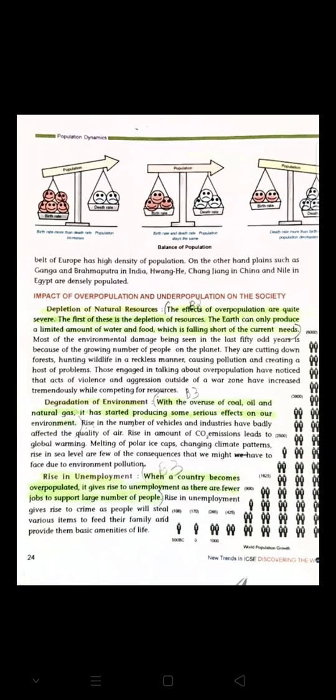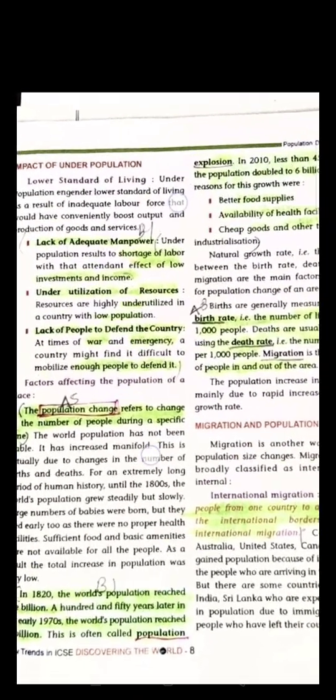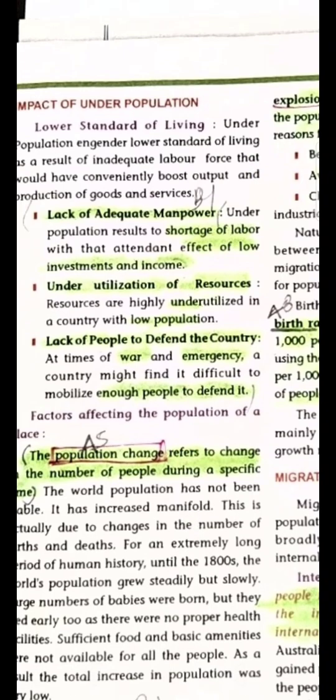And our next question is, state the impact of underpopulation. And for that we come to page number 25, and there are 3 impacts of underpopulation mentioned. Firstly, the lack of adequate manpower. You will explain this, that underpopulation results in the shortage of labor, with the attendant effect of low investments and income. Then underutilization of resources. Resources are highly underutilized in a country with low population. And third, lack of people to defend the country. At times of war and emergency, a country might find it difficult to mobilize enough people to defend it. So these are the 3 points which come under the impact of underpopulation.